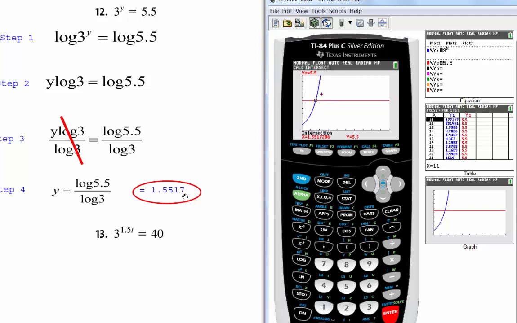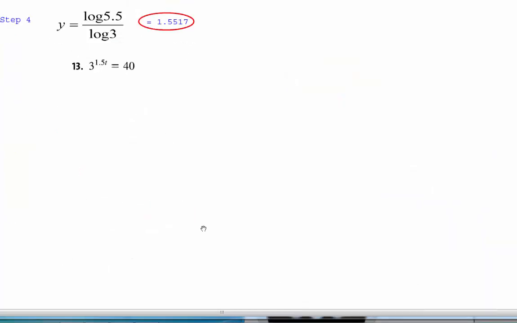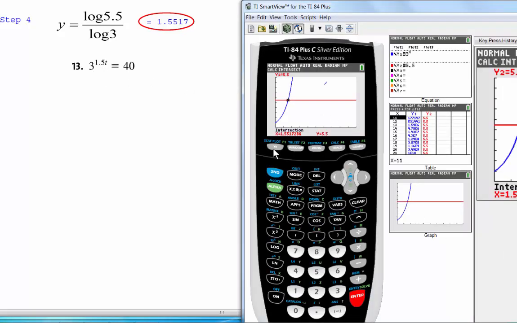So that's problem number 12, solved 2 ways, algebraically and graphically. Try number 13 2 ways, right? I want to graph number 13 and then I want to solve it algebraically. All right, so for 13 we have this 3 raised to the 1.5t equals 40. So I'm going to graph both sides of the equation.